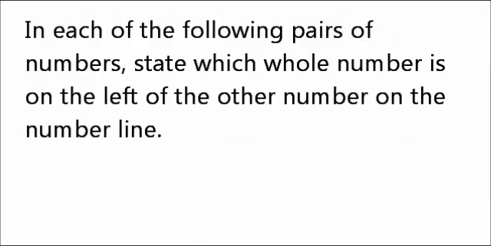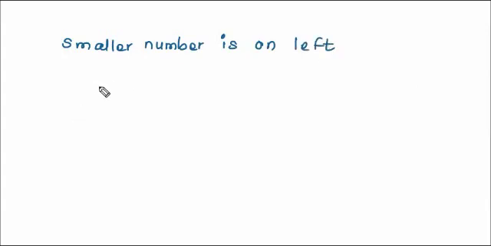In each of the following pairs of numbers, state which whole number is on the left of the other number on the number line. So what do we know about it? So we have learned that the smaller number is on the left. So which is the smaller number out of these numbers? 503 and 530. Which is the smaller number?